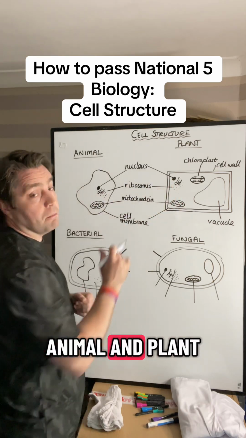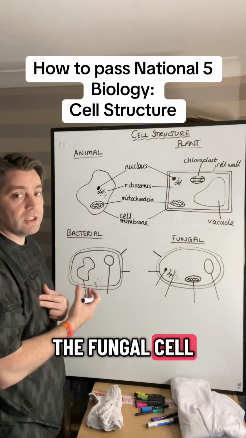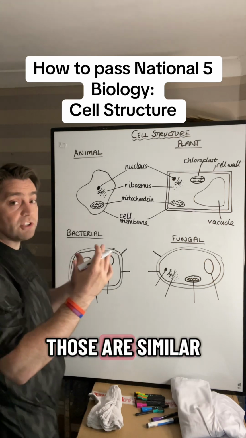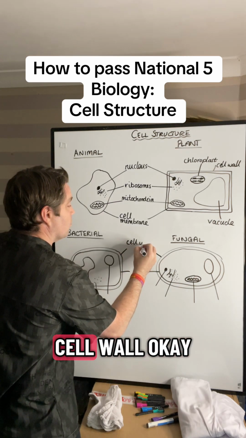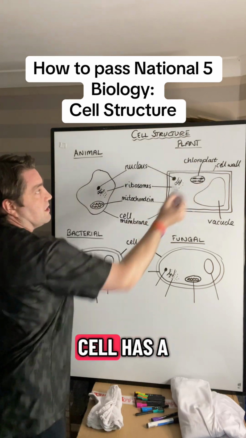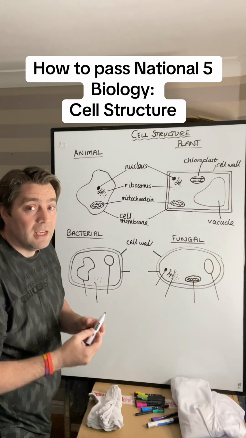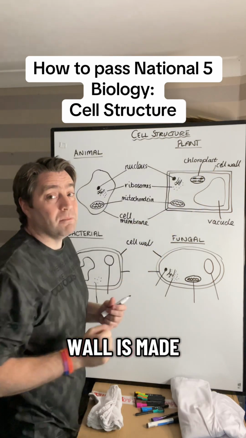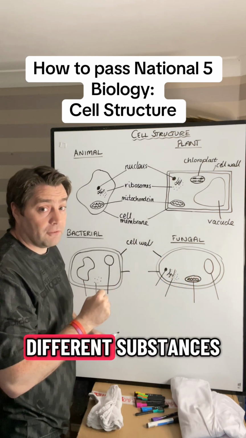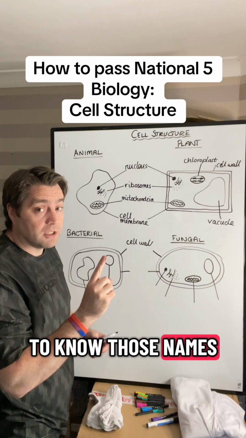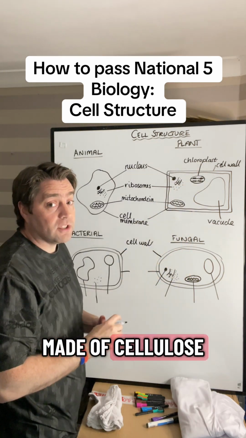Now, in addition to animal and plant cells and the structures in those, for National 5 you also need to know about the bacterial and the fungal cell and the structures in those. Some of those are similar to the ones that we've already seen, such as a cell wall. The plant cell has a cell wall, but so does the bacterial and fungal cell. The only difference is the plant cell wall is made of a substance called cellulose, whereas the bacterial and fungal cell walls are made of different substances. You don't need to know those names, but you just need to state that they are made of different substances, and the plant cell wall is made of cellulose.